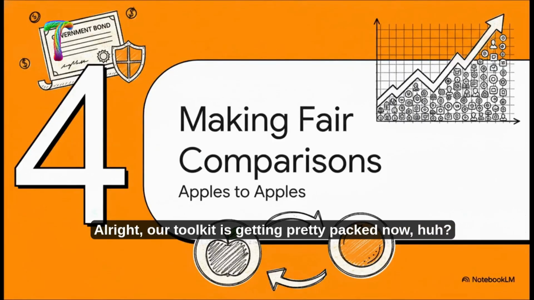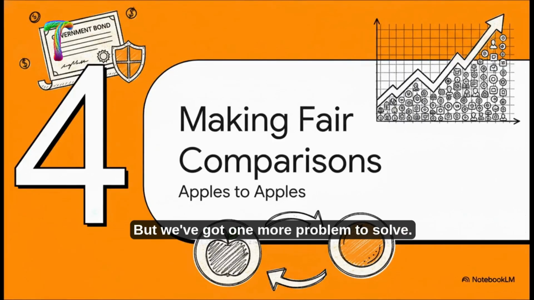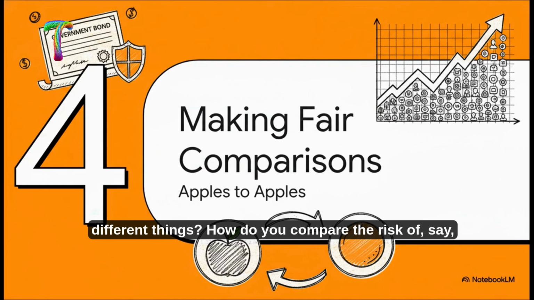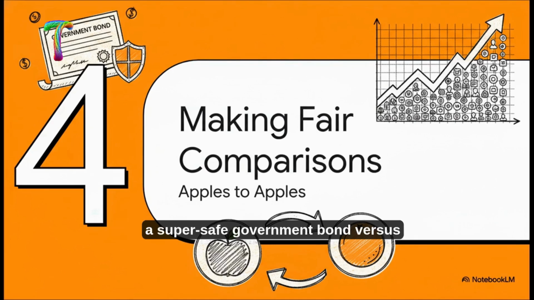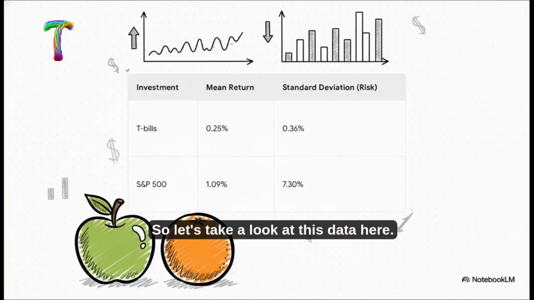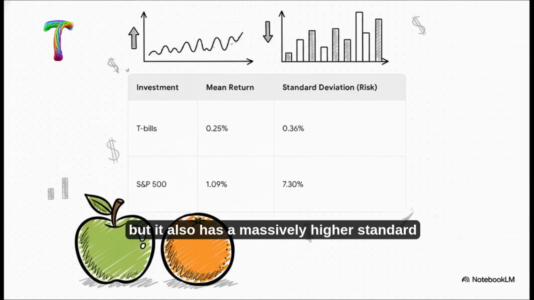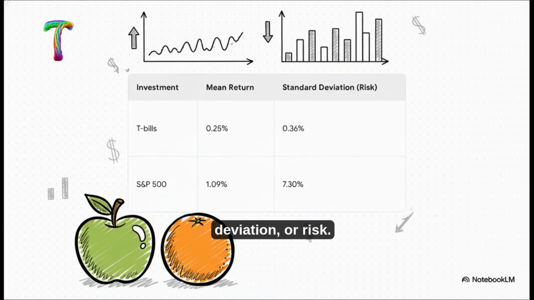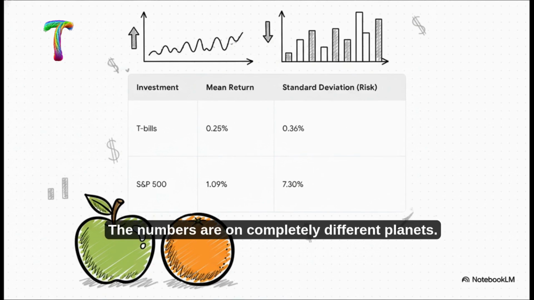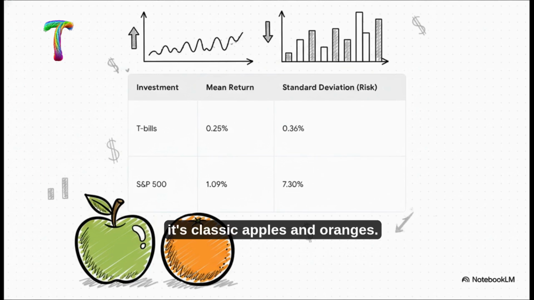All right, our toolkit is getting pretty packed now, huh? But we've got one more problem to solve. How do you compare the risk of two totally different things? How do you compare the risk of, say, a super safe government bond versus the entire stock market? So let's take a look at this data here. The S&P 500 has a much higher average return, but it also has a massively higher standard deviation, or risk. The numbers are on completely different planets. Trying to compare them directly is, well, it's classic apples and oranges.